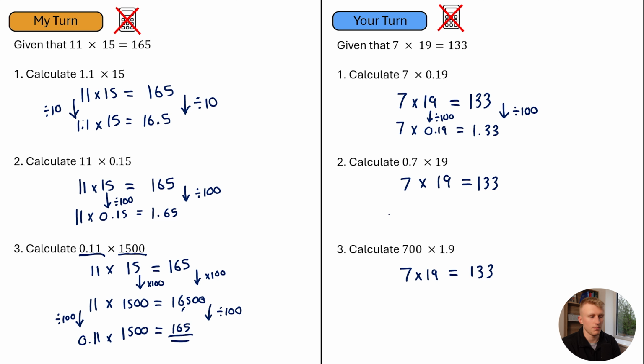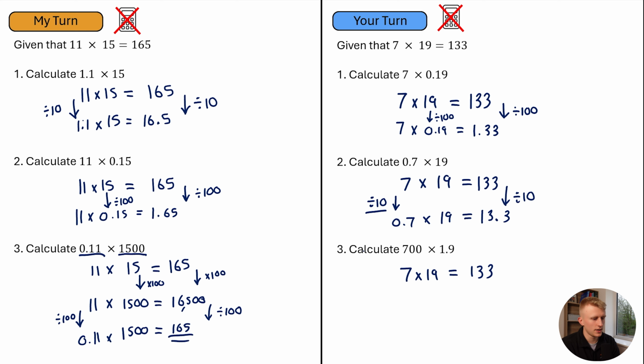Okay, let's look at the second example. Calculate 0.7 multiplied by 19. So my 7 has been divided by 10 to take it to 0.7. My 19 remains unchanged, so I only have one thing to consider, the division by 10. I'll divide my answer by 10. 133 divided by 10 is 13.3.